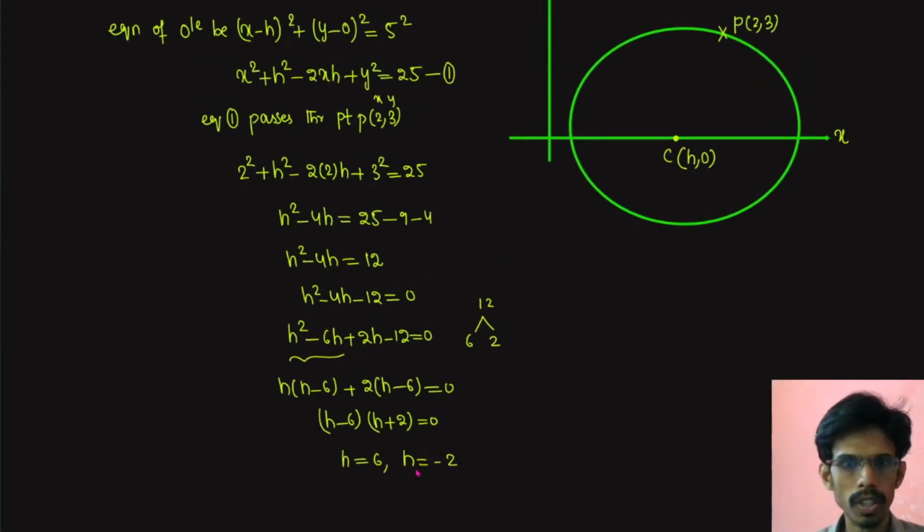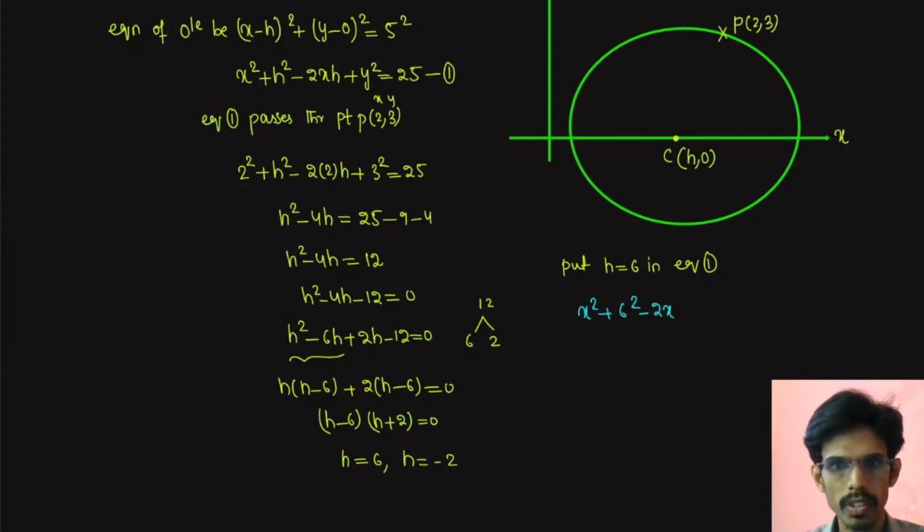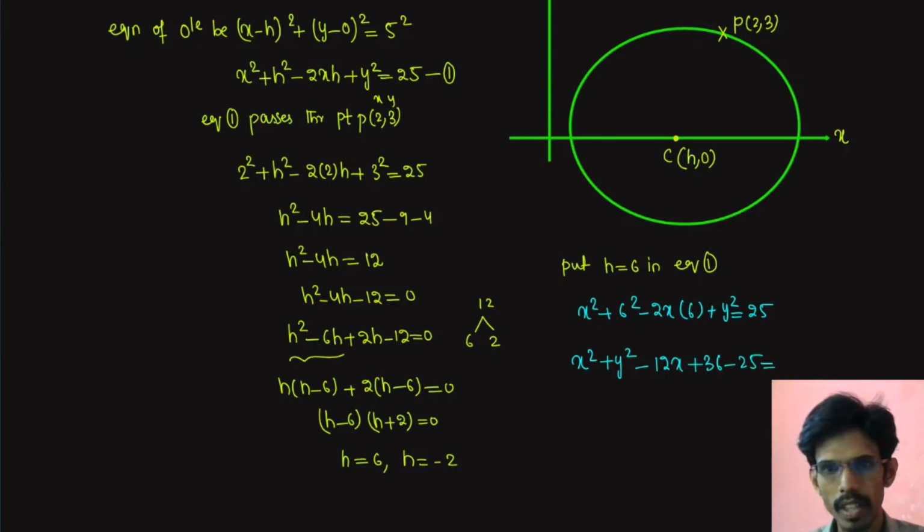Now put this h value, put h equal to 6 in equation 1. So this will become x square plus h square minus 2x into 6 plus y square equal to 25. So this will become x square, after x square write down y square plus y square. Now write down x term, that is 12x plus 36 minus 25 equal to 0.